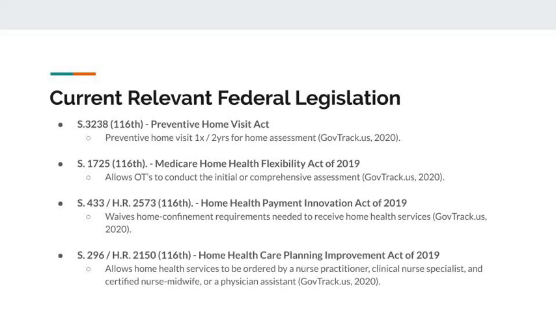The last bill is the Home Health Care Planning Improvement Act, which allows home health services to be ordered by a nurse practitioner, clinical nurse specialist, and certified nurse midwife or physician assistant rather than just by a physician. So basically, more people will be able to prescribe home health, which increases the likelihood that a patient will be able to get home health. Currently, all of these bills are being looked at by committee and have a very low chance of being enacted.